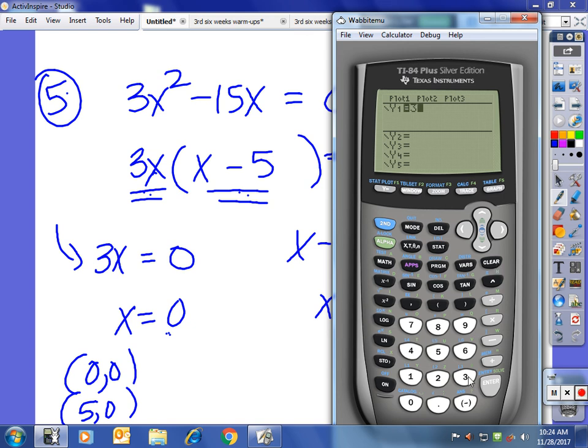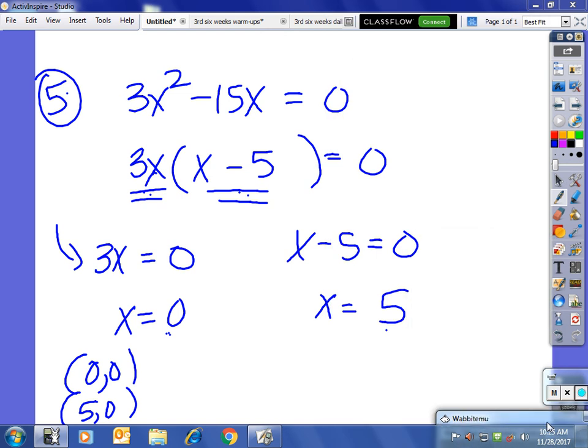All right, let's look at a picture of this. 3x squared minus 15x. It's supposed to cross at 5, 0, and 0, 0. There's 5, 0, and there's 0, 0. Sometimes it's so close to the x-axis it's hard to see, but it's crossing at 0, 0, and at 5, 0. And if you wanted to be sure, you could look at the table of values. When x equals 5, look what y equals. 0. And when x equals 0, look what y equals. 0. Those are definitely the two zeros, the two roots.